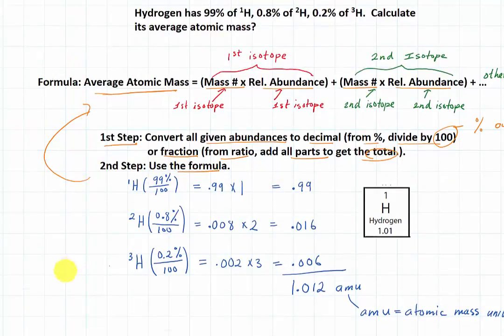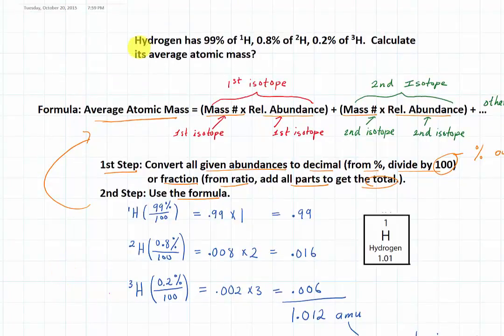Let's do an example problem. We have a hydrogen element with 99% hydrogen-1 isotopes, 0.8% hydrogen-2 isotopes, and 0.2% hydrogen-3 isotopes. Calculate the average atomic mass of this hydrogen element. First of all, it is given to us in percentage, so we have to divide by 100 to get our relative abundance in decimal.